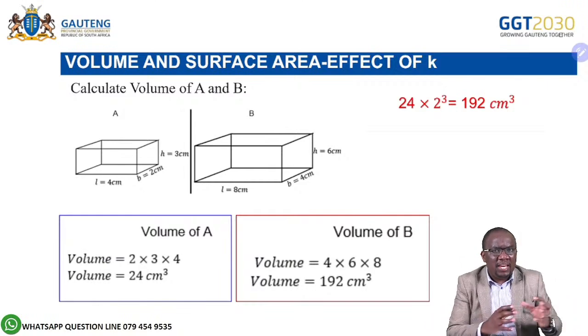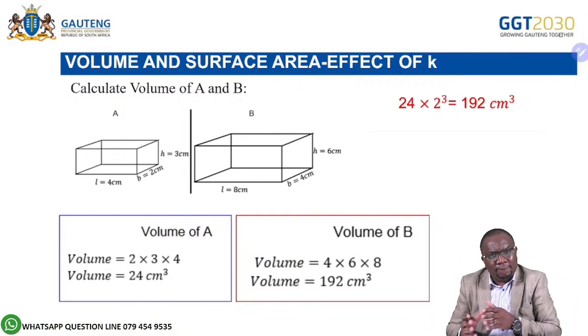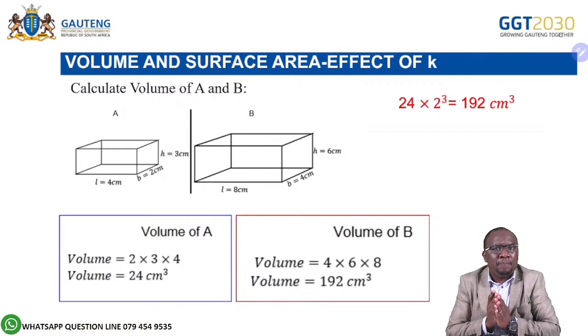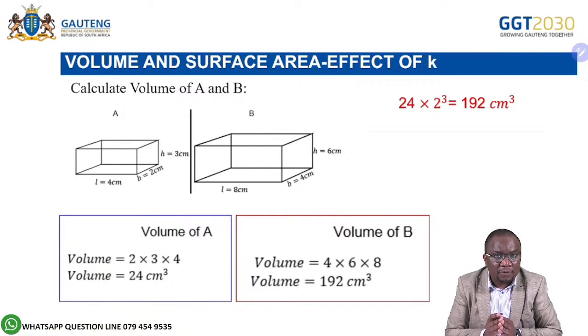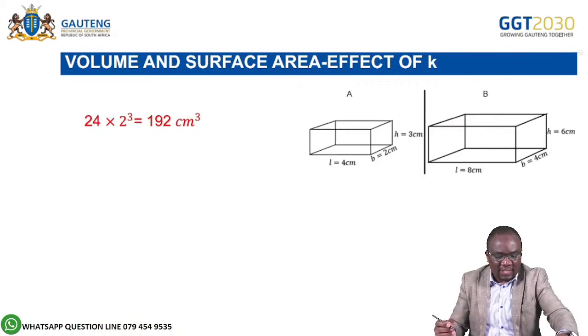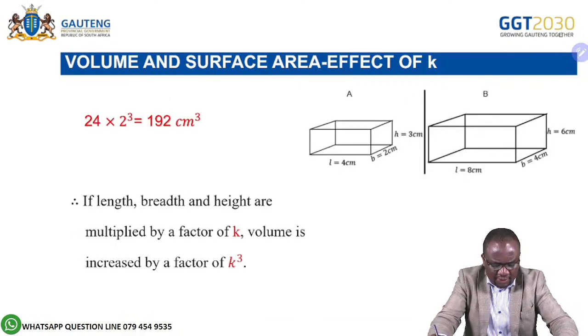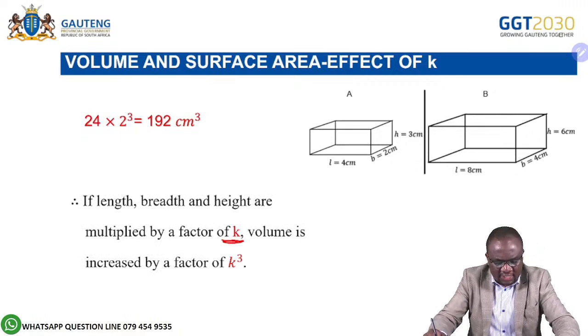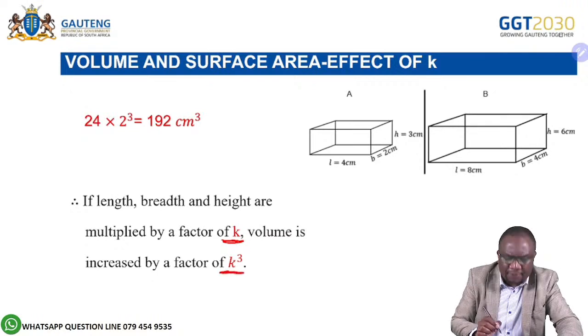Now, if we multiply all the dimensions of A by a factor K, what will happen to the volume of A? It will increase by which factor? By a factor of K cubed. Okay, right. Let's conclude that. Now we're saying that if length, breadth, and height are multiplied by a factor of K, volume is increased by a factor of K cubed.